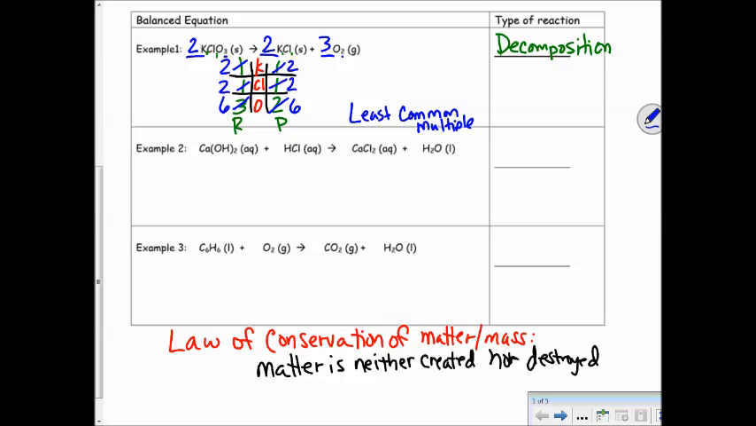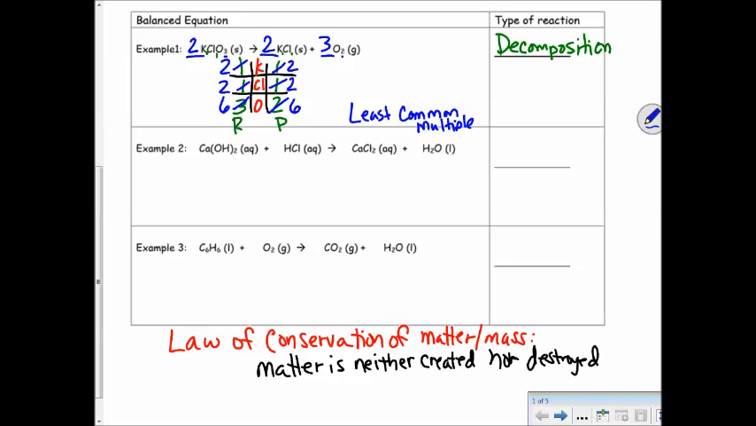So it's like a puzzle. You're trying to figure this out so that you have equal numbers of each type of atom. They don't have to be the same numbers, they just have to be equal numbers on both sides of the arrow for the balanced reaction. And that one, because there was an oddball, we would use the least common multiple idea and go from there.